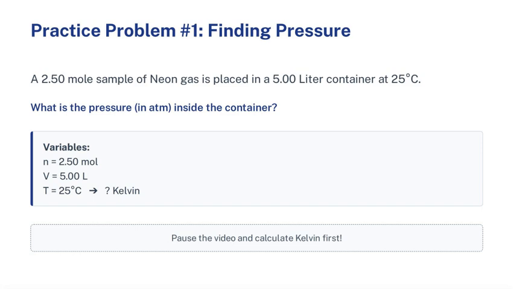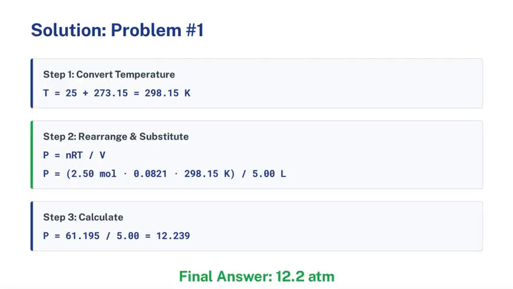Okay, so you should have gotten 12.2 atm. And I'll let you pause the video to look at this step-by-step equation if you need it. But we're gonna keep moving forward.